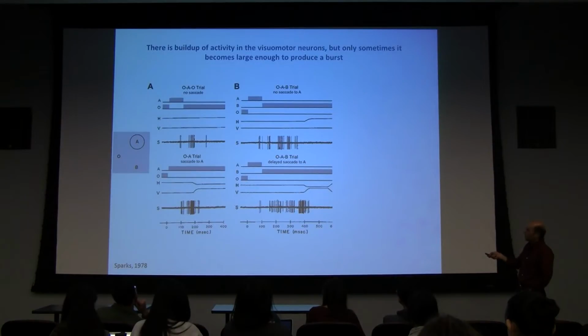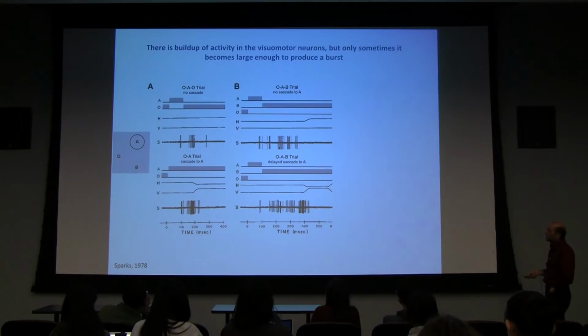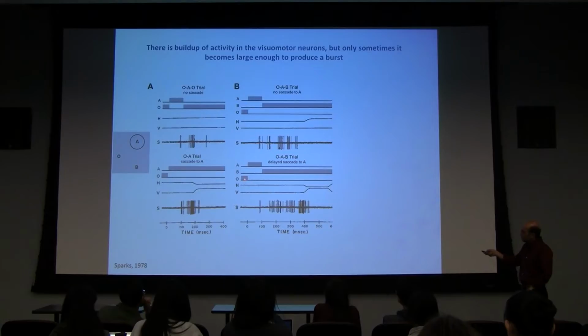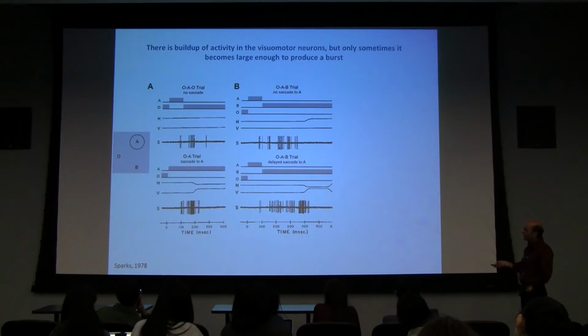Here's the condition where the A and B once again appear. So fixation, A appears briefly, then B appears. A is in the receptive field. The animal makes a saccade to A. So here's the response, and then you have this gradual buildup of activity until you get a burst. And now the animal makes a saccade to A. Even though B is on the screen, the animal makes a saccade to the location where A was located.